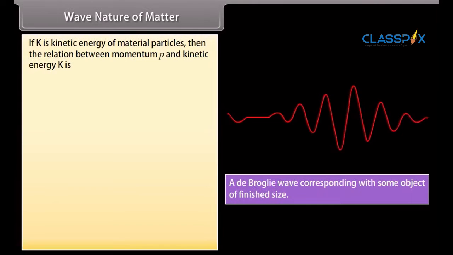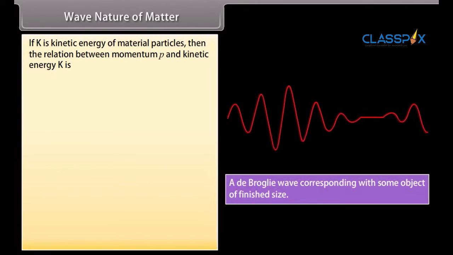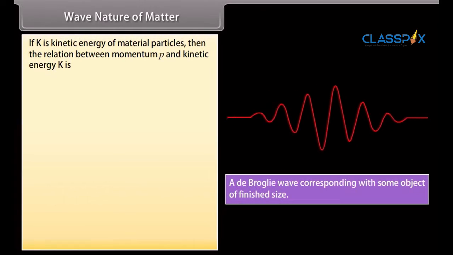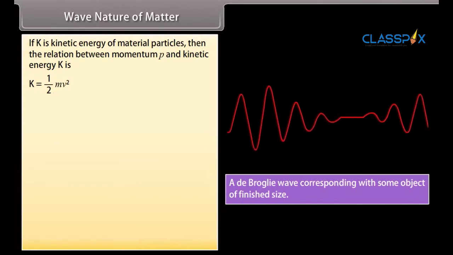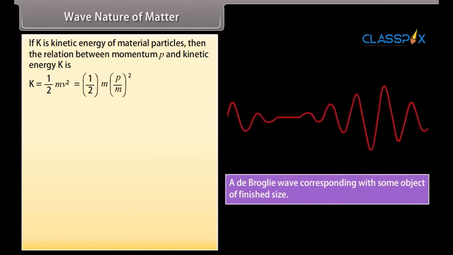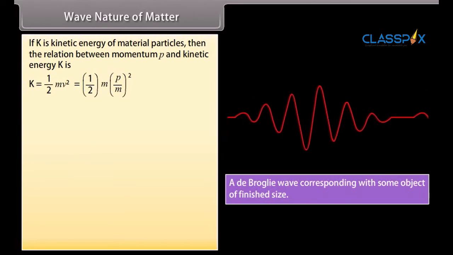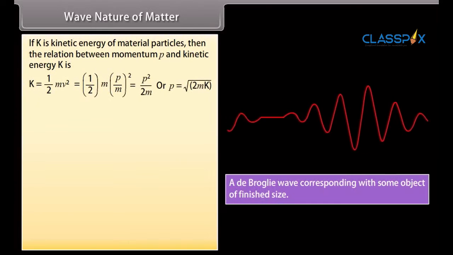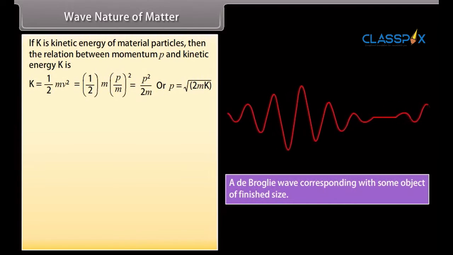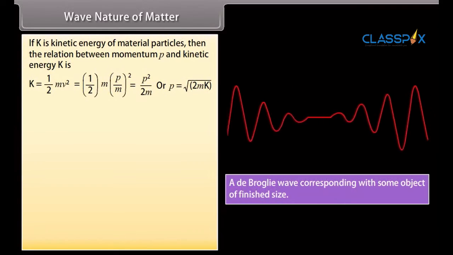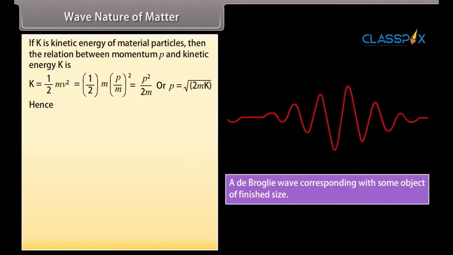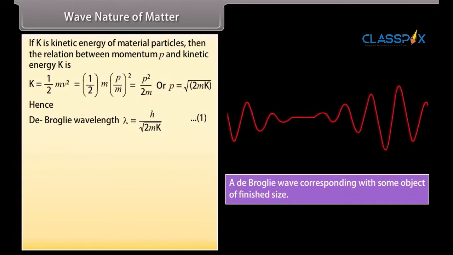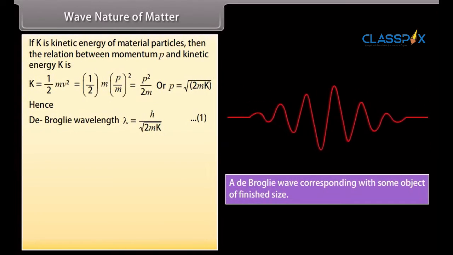If k is the kinetic energy of material particles, then the relation between momentum p and kinetic energy k is k equals 1 by 2 mv square, which is equal to 1 by 2 into m into (p by m) square, which equals p square by 2m, or p equals square root of 2mk. Hence, de Broglie wavelength lambda equals h by square root of 2mk. Name it as 1.